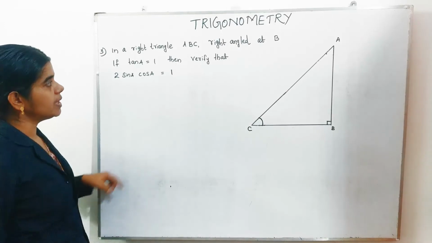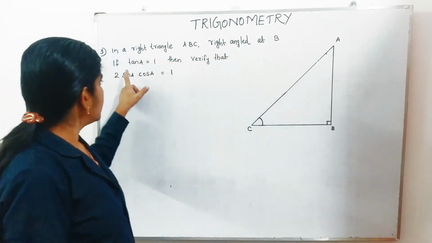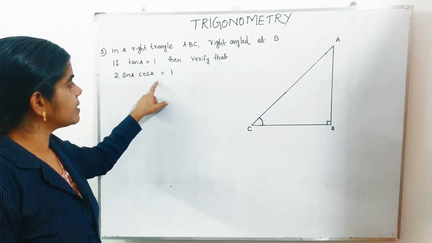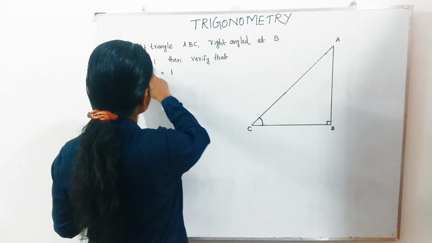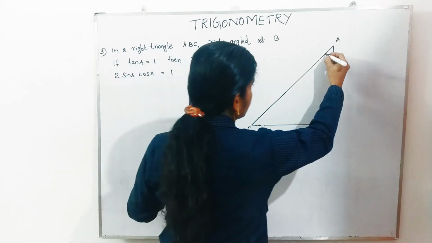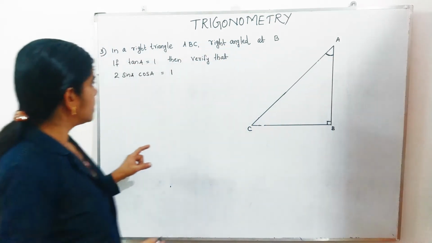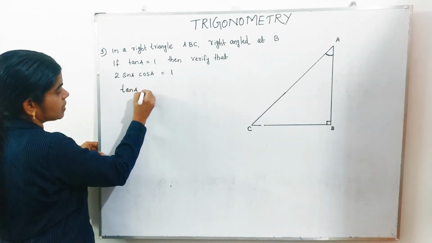Next question. In a right triangle ABC, right angle at B, if tan A is equal to 1, then verify that 2 sin A cos A equal to 1. Here the angle is given, sin A cos A like that, so this angle we want to mark. This is our required angle. Then given tan A is equal to 1.